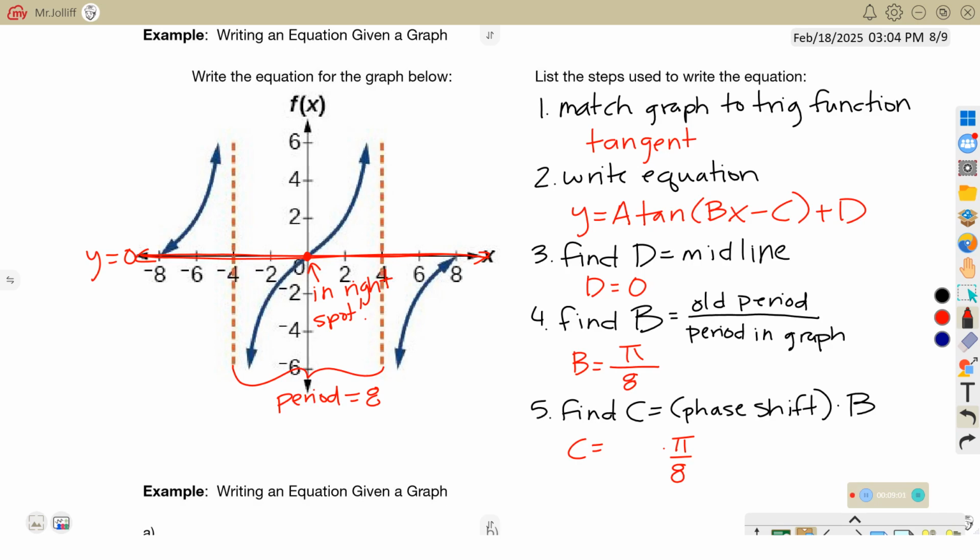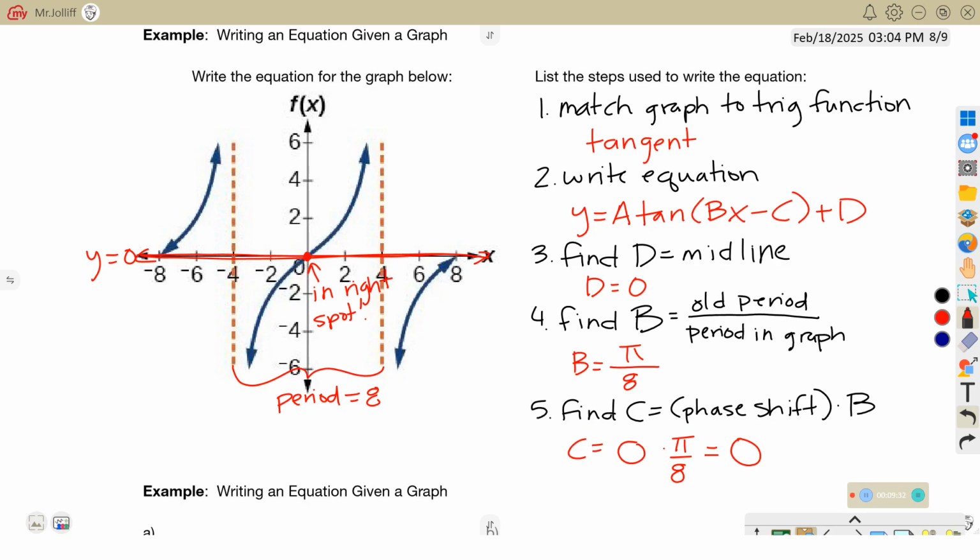That tells me that my phase shift is 0. I haven't shifted the curve front or back. So this would be 0 times pi over 8, which is just 0. There's no phase shift. He's sitting where he should be. He's just wider than he should be. 3 out of the 4 numbers. Yay. The last one, we have to do a little bit of work for it.